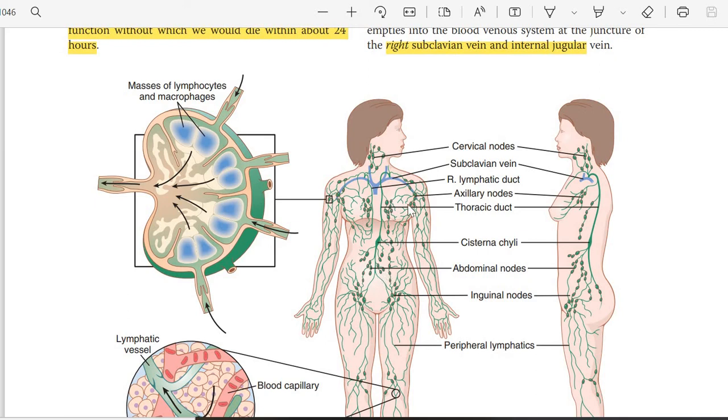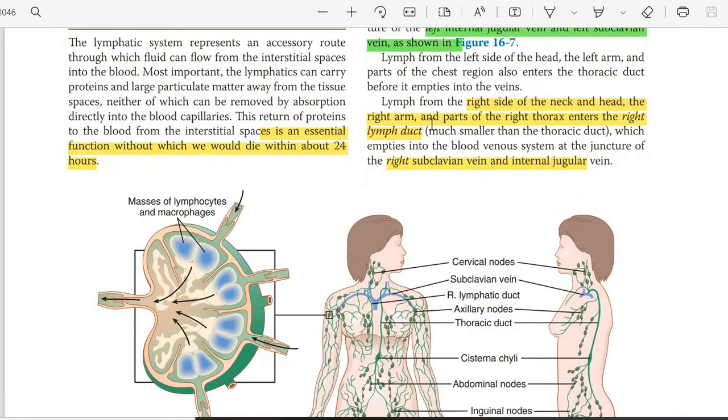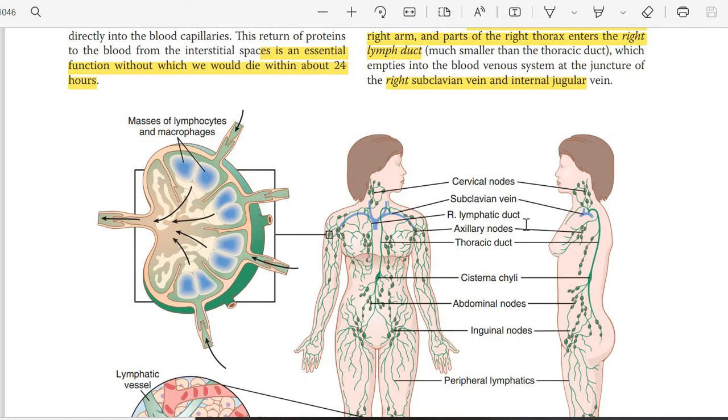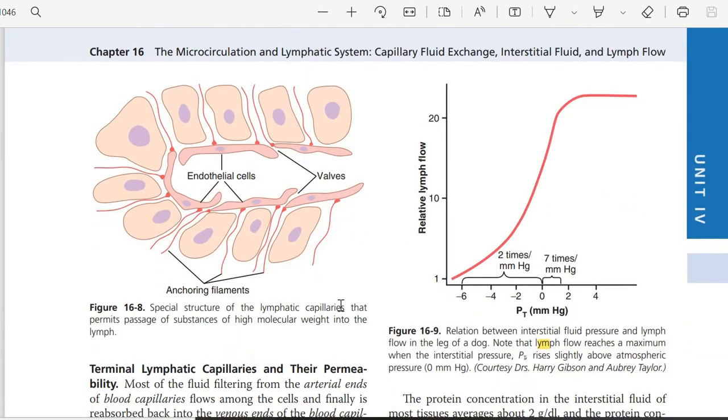Ultimately, through various lymphatic channels, the lymph goes to larger lymphatic channels and the thoracic duct, which opens on the left side into the left internal jugular vein and left subclavian vein, as shown here. On the right side, from the neck, head and right arm, the lymph enters the right lymphatic duct. So ultimately lymph returns into circulation through openings in these veins.